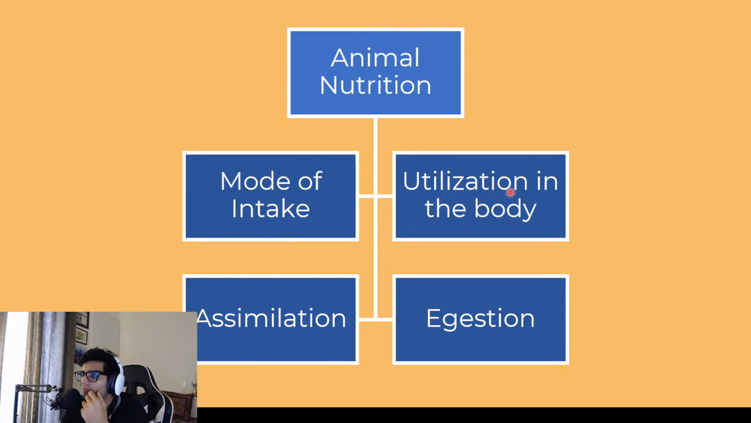And then comes the utilization in the body. We'll talk about animal nutrition, which includes modes of intake of food and its utilization in the body. Then we have digestion. Then we have assimilation. These are the processes of animal nutrition, the factors which we need to consider.